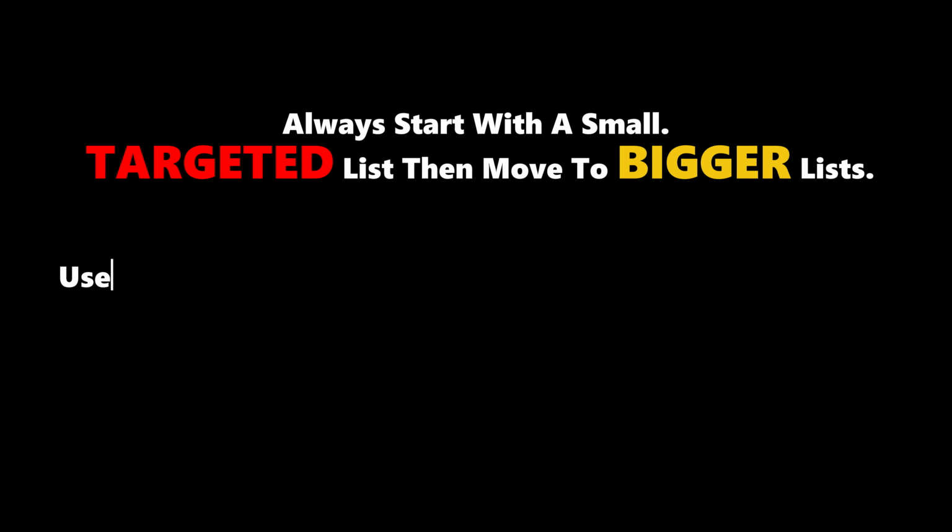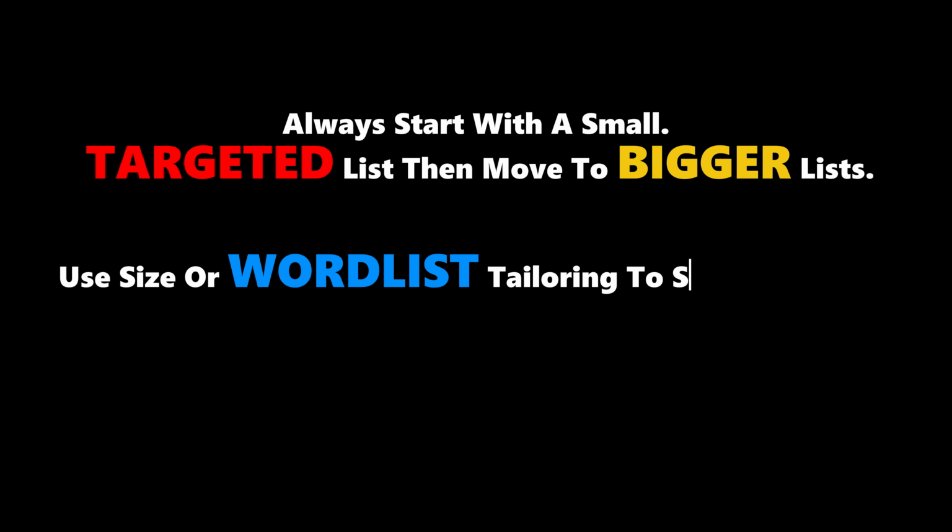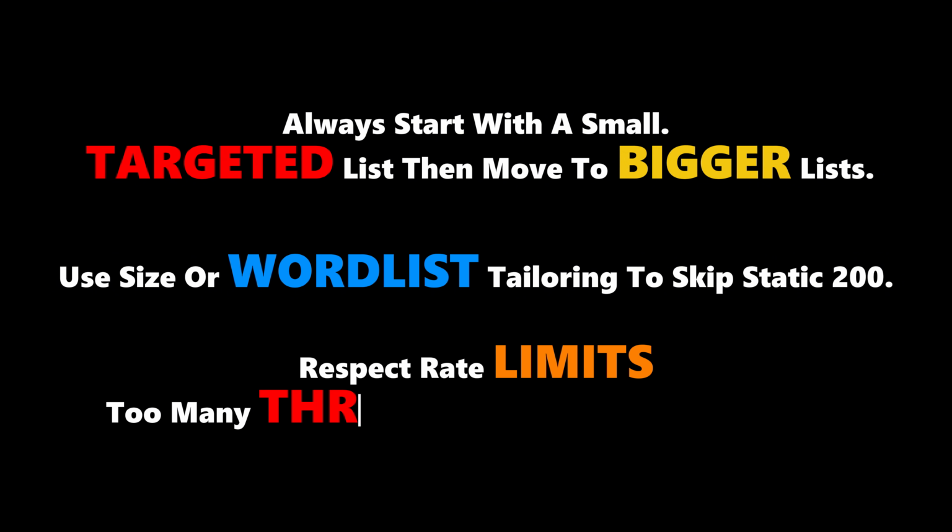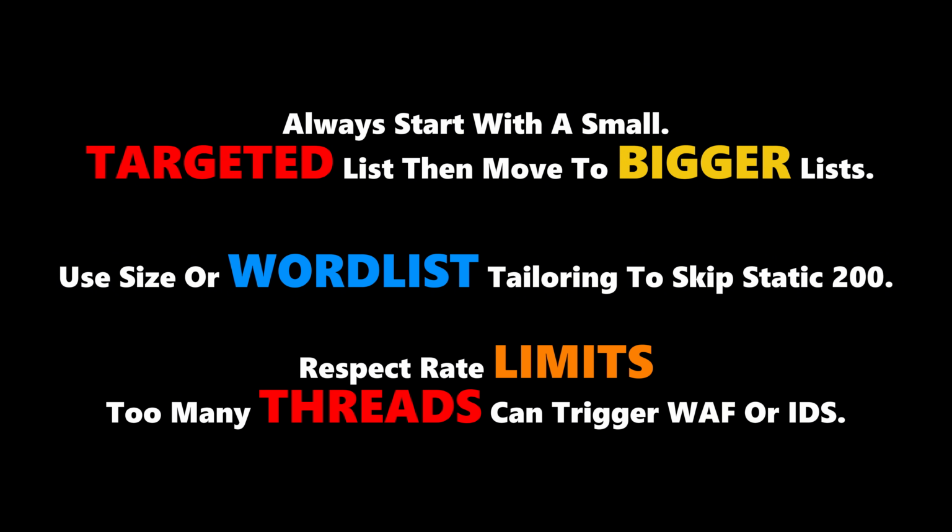Pro tips: always start with a small, targeted list, then move to bigger lists. Use size or wordlist tailoring to skip static 200. Many sites return 200 even for missing resources. Respect rate limits. Too many threads can trigger a WAF or IDS.